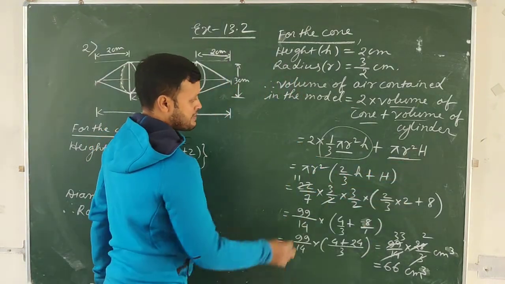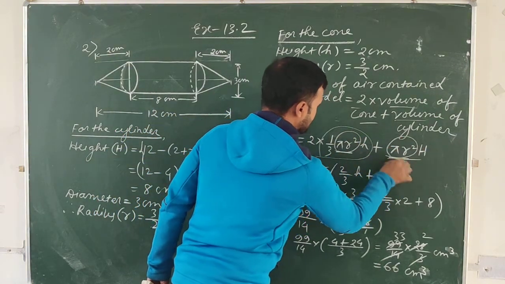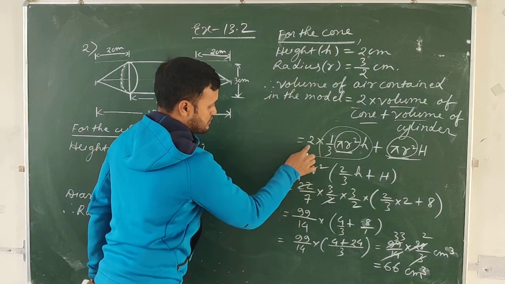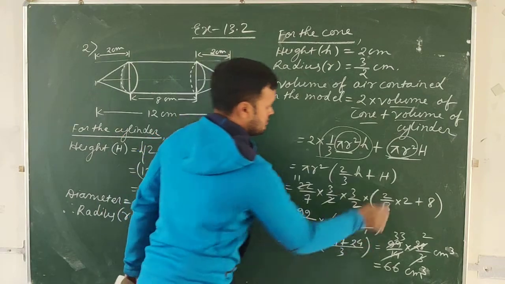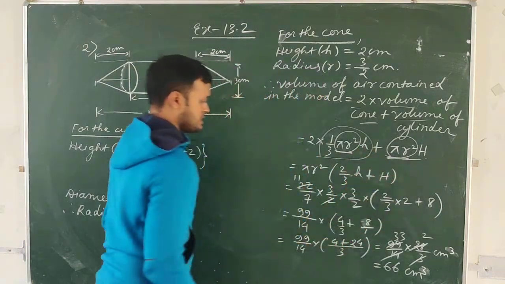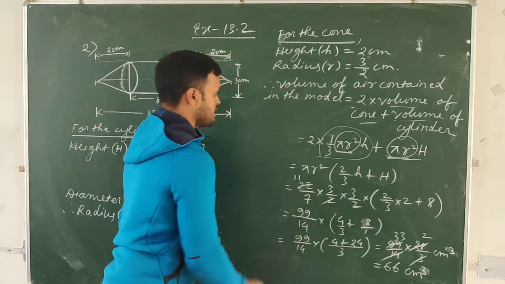Okay. So from here I can take pi r square common. From here also I can take pi r square common. From here if I take pi r square common, what will stay? 2 into 1, so 2 by 3 will stay and along with that h will stay. From here if I take pi r square common, capital H will stay. Now just put the values. In place of pi you put 22 by 7. What is the radius?